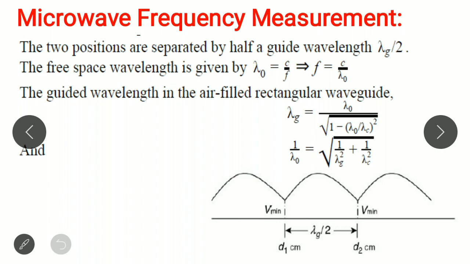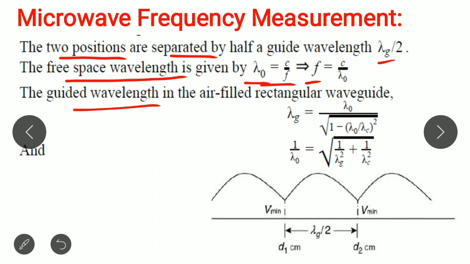Now the two minimum positions are separated by a half guide wavelength, that is lambda g by 2, where lambda g is the guide wavelength, and the free space wavelength, denoted as lambda 0, equals c by f, and from this we can find the value of frequency, that is f equals c by lambda 0.